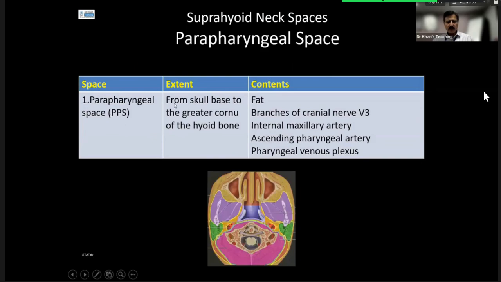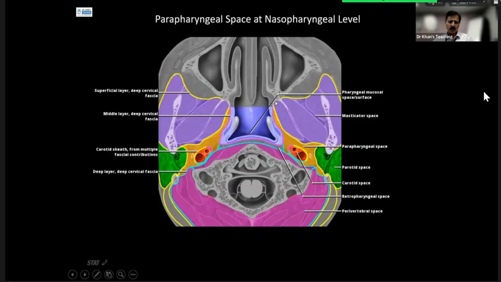So the parapharyngeal space, what is the extent? The extent is skull base to the greater cornu of the hyoid bone. So indirectly, the parapharyngeal space does not go into the infrahyoid neck. Look at the contents. Practically, as far as the radiologist is concerned, there is only fat, because we won't be able to see branches of the cranial artery, internal maxillary artery, ascending pharyngeal artery, or pharyngeal venous plexus on regular imaging. So it is basically fat, and that is why it acts as a landmark for us.